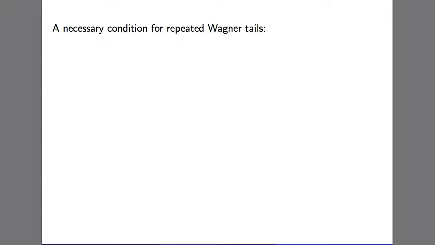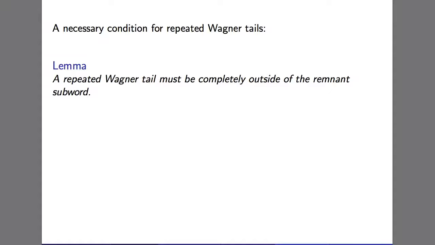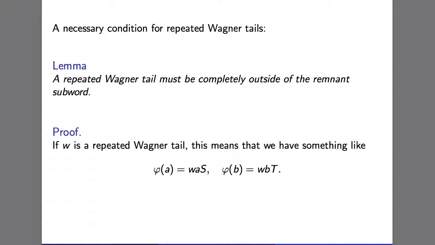All right, here's a necessary condition. This is also a simple observation. A repeated Wagner tail must be completely outside of the remnant subword. It's simple. If W is a repeated Wagner tail, remember the Wagner tails are the words on the ends in front of the letter and after the letter, all right?